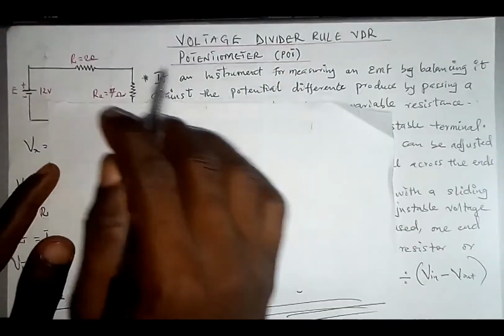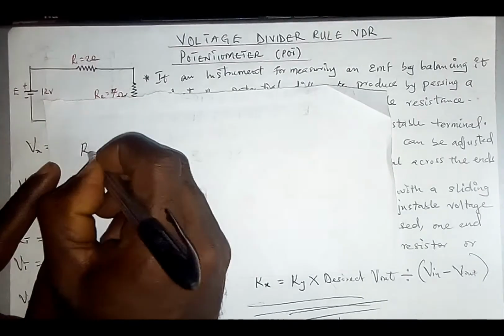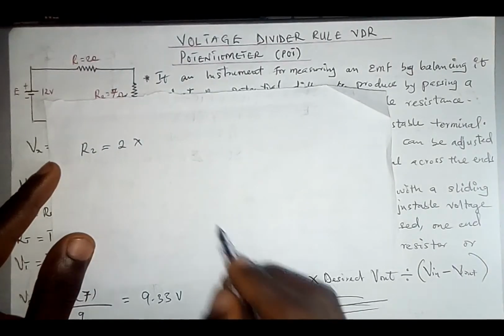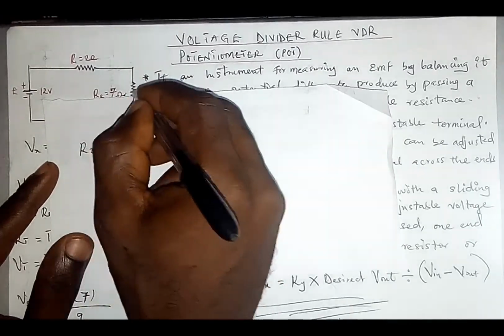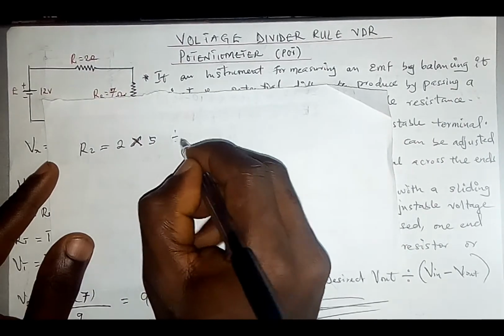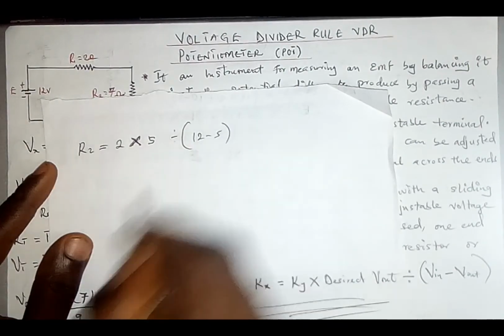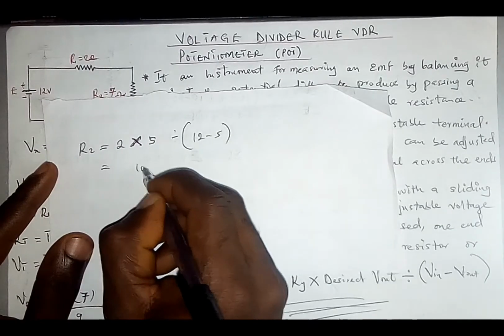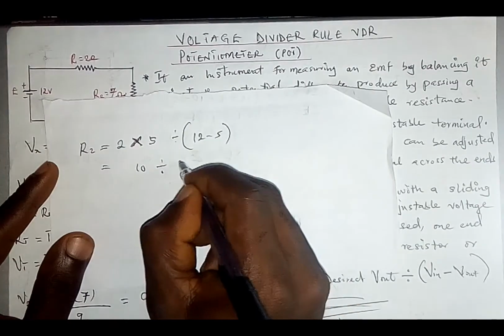So our RS is the R2, which is the resistor we are looking for. The next thing is R1, which is the first resistor, which is 2 ohms, times the voltage out, which is the output that we want to drop at this point, which is 5 volts. So everything is divided by the voltage source, V in, which is going to be 12 minus 5. So that is V out. By the time you do this, you're going to have 2 times 5, which is 10, divided by 7.